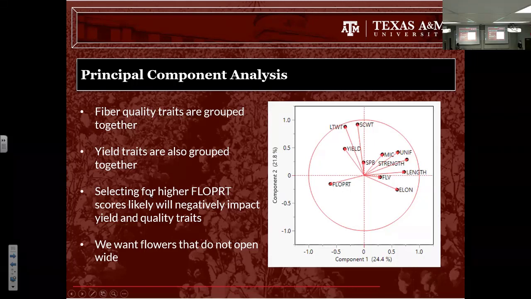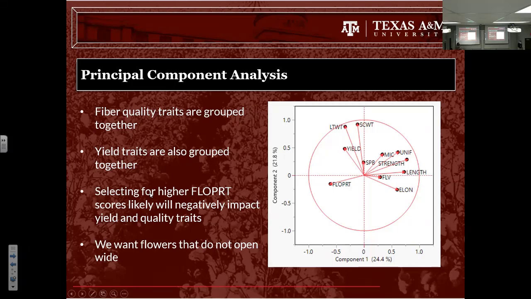So we have what would normally be considered quality traits on the top right, and yield traits we got in the top left. And we do see generally, if you're breeding for quality, your yield is going to go down. If you're breeding for yield, your quality is going to go down. Generally, it's not always true.